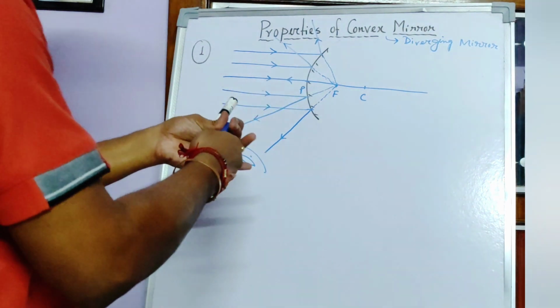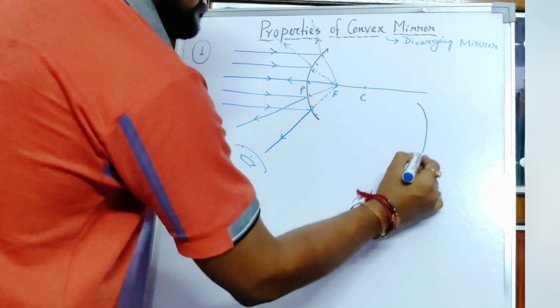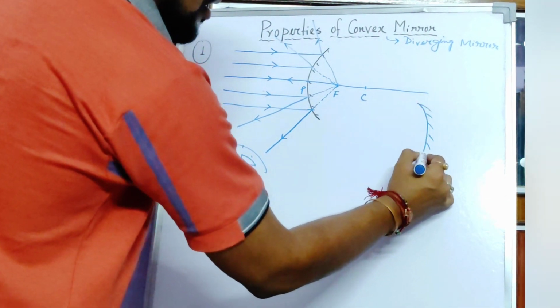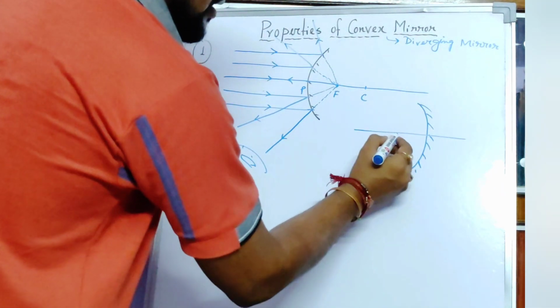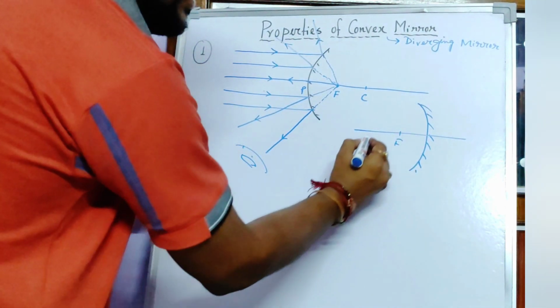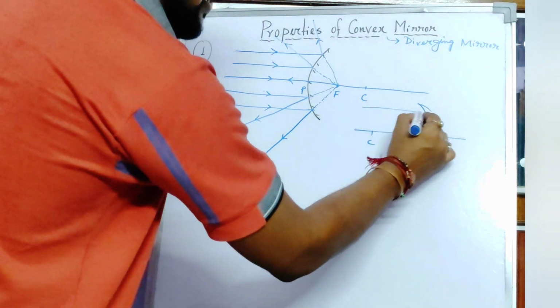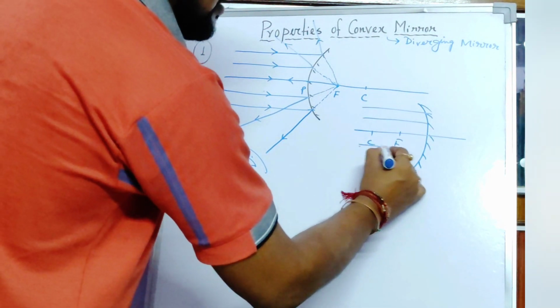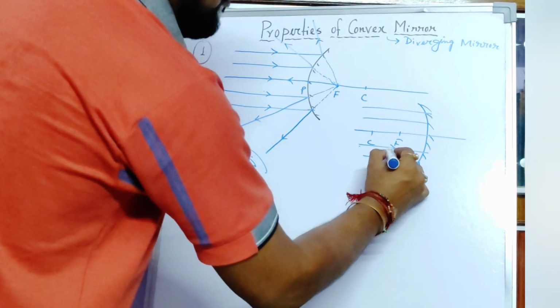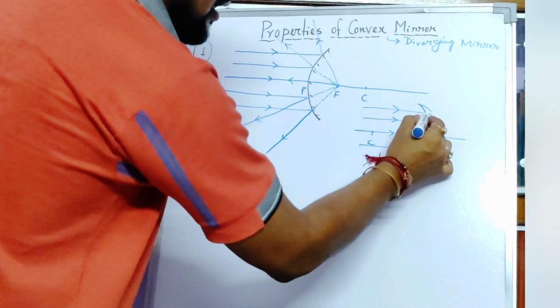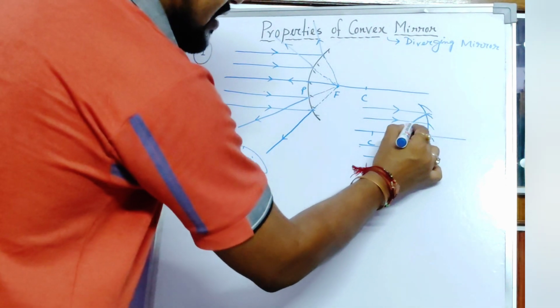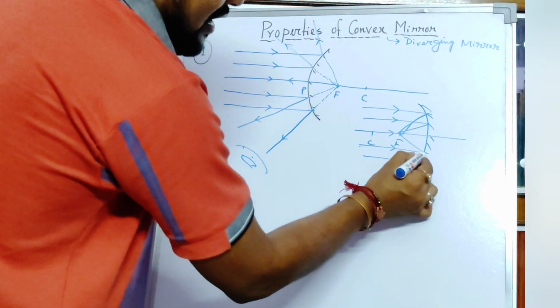Acha, I am drawing the concave mirror also on the right side so that you can compare them, concave and convex mirror. So the focus is on the left side in case of concave mirror, and all the parallel rays after reflection will exactly meet at focus. Remember that they will meet at focus because of this curvature nature. They will definitely meet at focus.